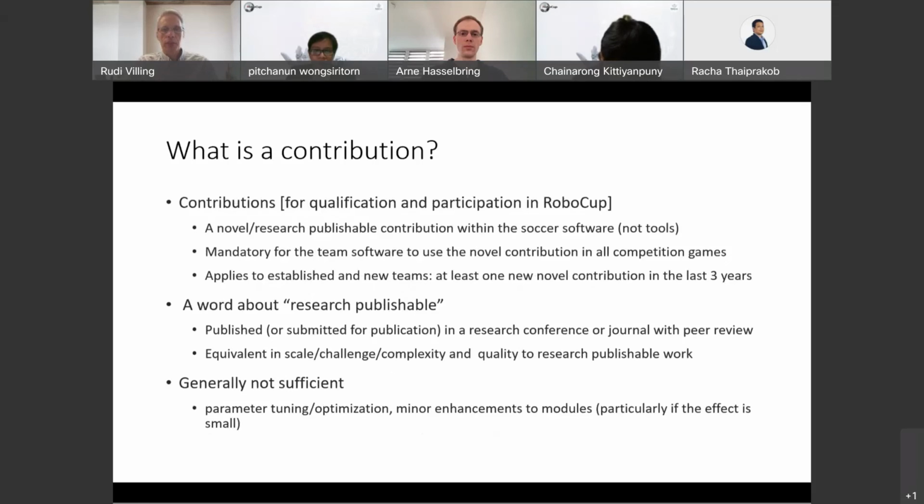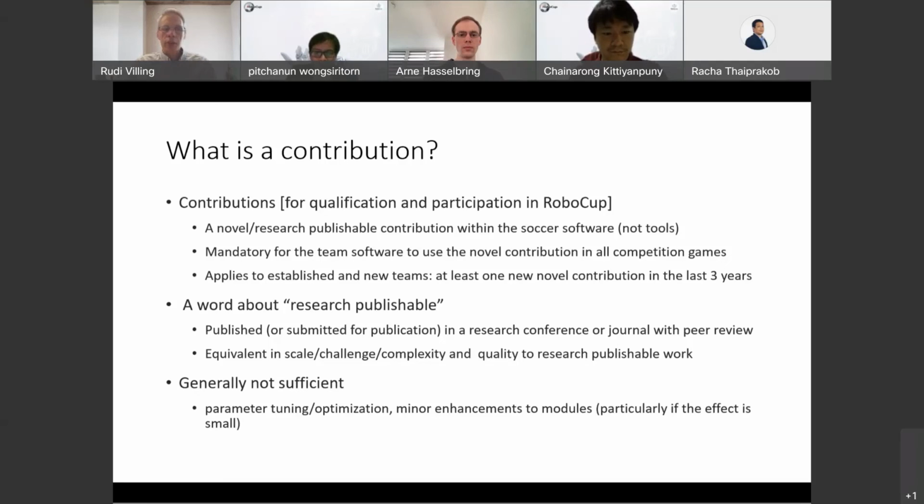So what do we consider to be a contribution? It's a novel, research publishable contribution within the soccer software itself. I'll talk about research publishable in a moment. It's in the soccer software itself, what's running during game time. So it is not in the tools. That's insufficient. It's mandatory for the team software to use this novel contribution if it is being claimed. So if you claim that ball detection is your novel contribution, then you must use your own ball detection during the game. You cannot decide that, well, actually my novel ball detection wasn't that good, so I'll use another one instead.